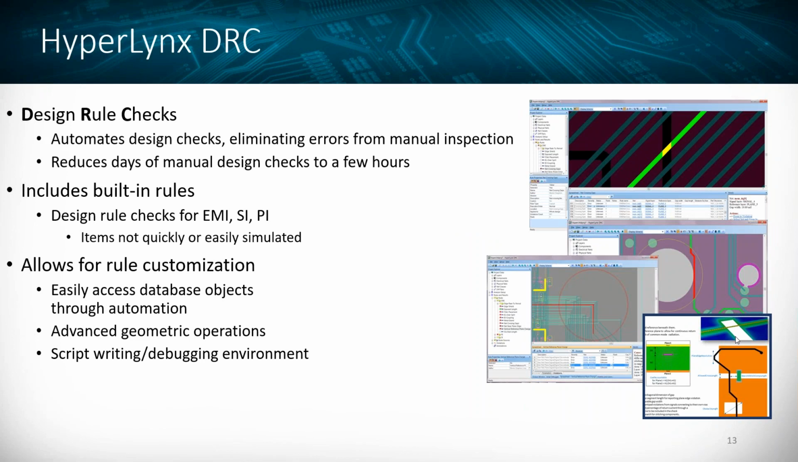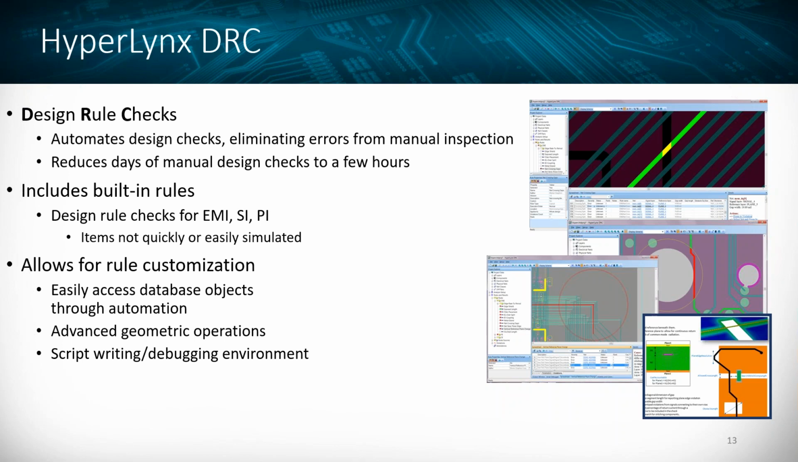I just wanted to talk a little bit further about HyperLynx DRC, because it is the one that most people have questions on. And again, I have talked about this in the past, so there's a webinar on this if it sounds interesting. What it does is it automates design checks, eliminating errors from manual inspection. So this can help with your design review process, where you have your EMI expert going layer by layer and checking EMI issues. Okay, so this can reduce days of manual design checks to just a few hours. It includes built-in rule checks for EMI, SI, and PI. Okay, so these would be items that are not quickly or easily simulated. That's why this is a graphical rule checker.